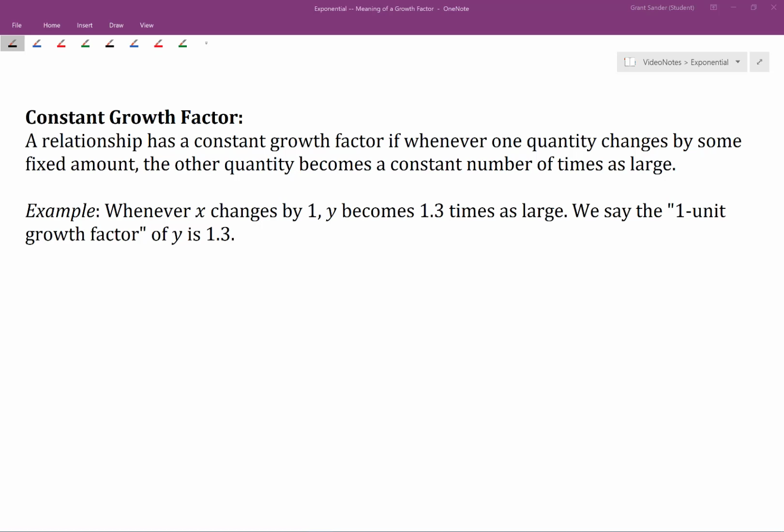We would say that the 1 unit growth factor of y is 1.3. And this 1.3 comes from the fact that if x changes by 1 unit, y becomes 1.3 times as large. This is kind of a hard idea, so let's look at a few examples that leverage this idea.